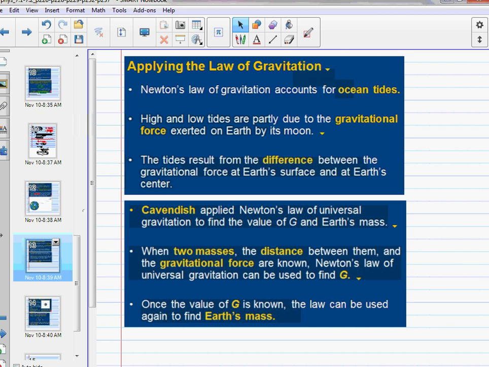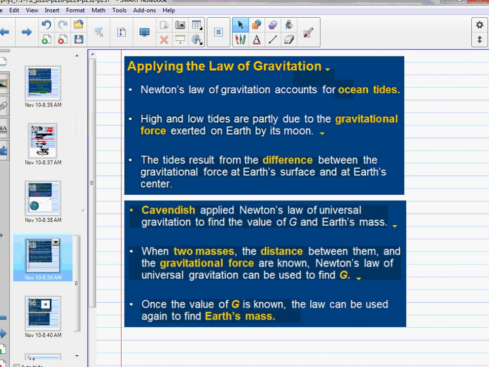All right. Where are we? It says it right there, high tides. Oh, look at that. Newton's law of gravitation accounts for ocean tides. High and low tides are partly due to the gravitational force exerted on the Earth by the Moon. I want to try to look at that video too. We probably won't be able to see them all. The tides result from the difference between the gravitational force at the Earth's surface and at the Earth's center.